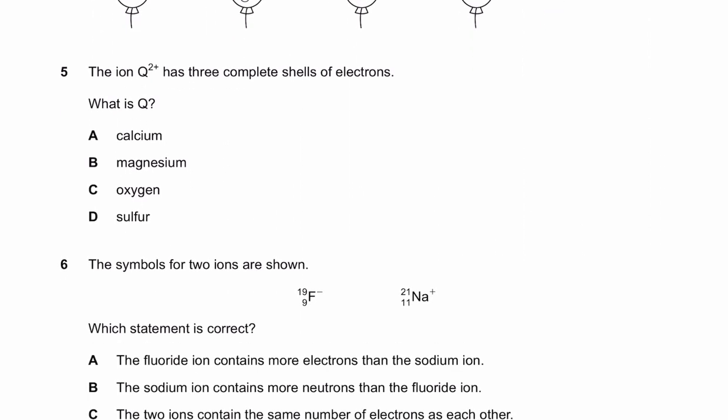Now, question 5 says, the ion Q2+ has 3 complete shells of electrons. What is Q?